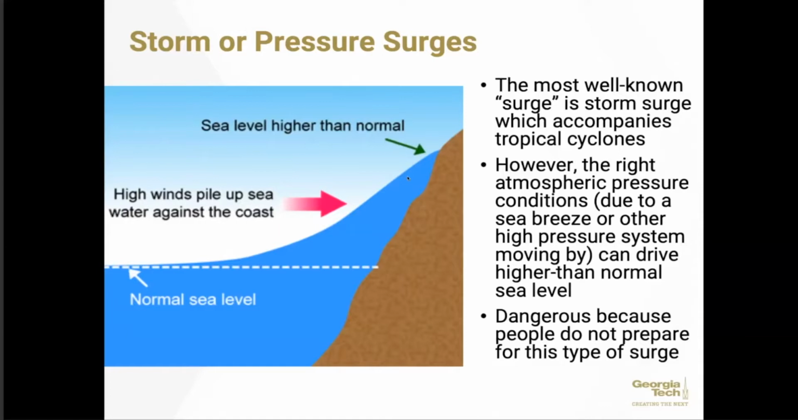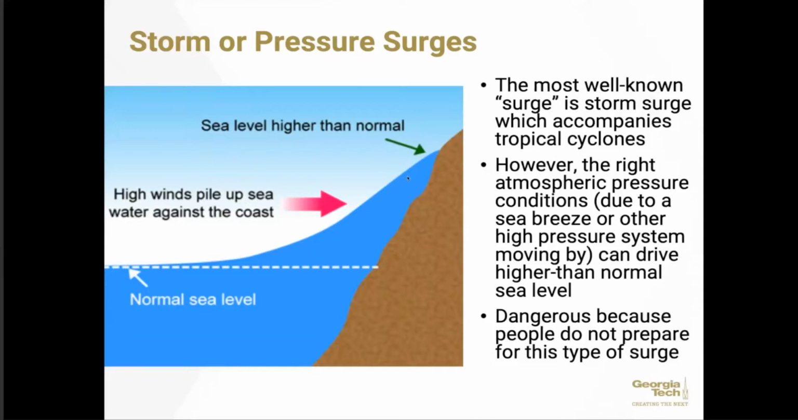On top of that, you can have what we might more typically think of as a storm surge, although it actually doesn't have to coincide with a storm. This is basically when some sort of storm, or even just some anomalous atmospheric event, causes high atmospheric pressure or high winds going from the ocean towards the coast, and this piles up seawater against the coast and causes sea level to be higher than normal.